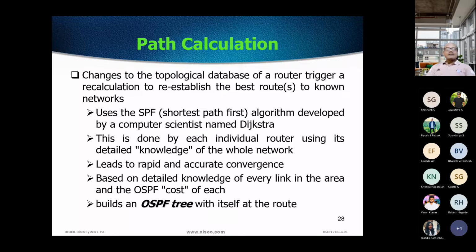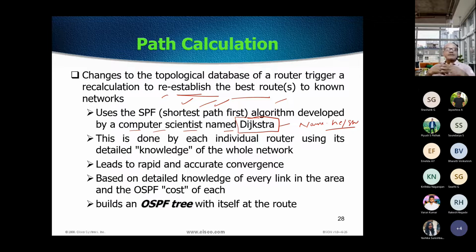So how does it select the path? When the topology changes, it will try to re-establish the path to know the network, using the shortest path algorithm developed by a computer scientist named Dijkstra. It is the name of a person. The algorithm name is Shortest Path First, which calculates the best path in the network.